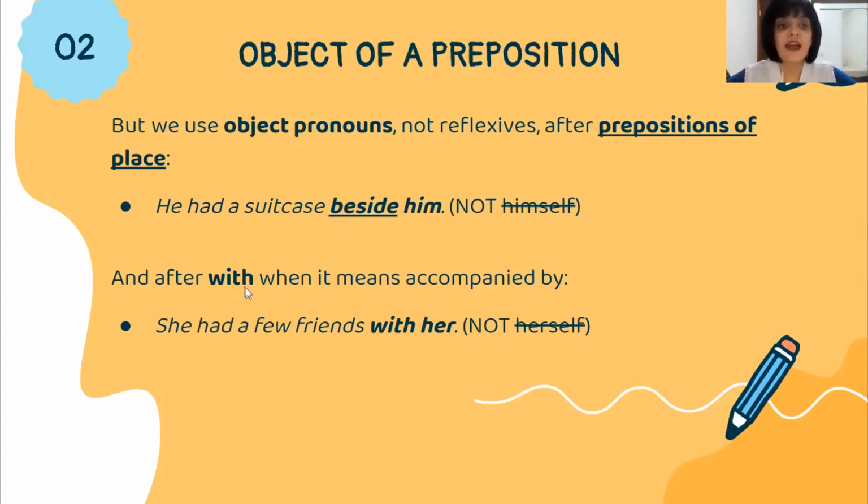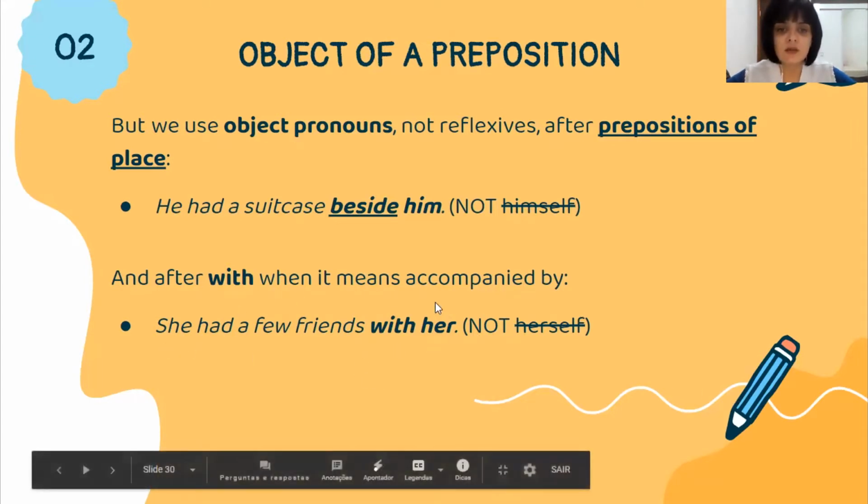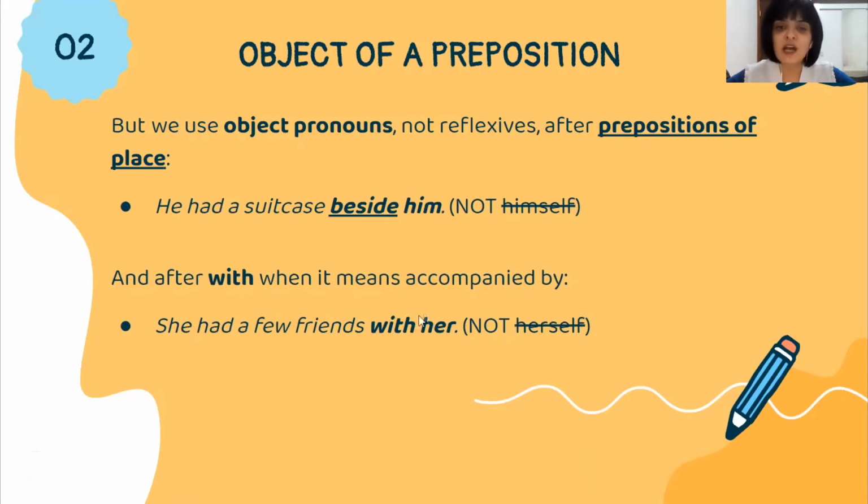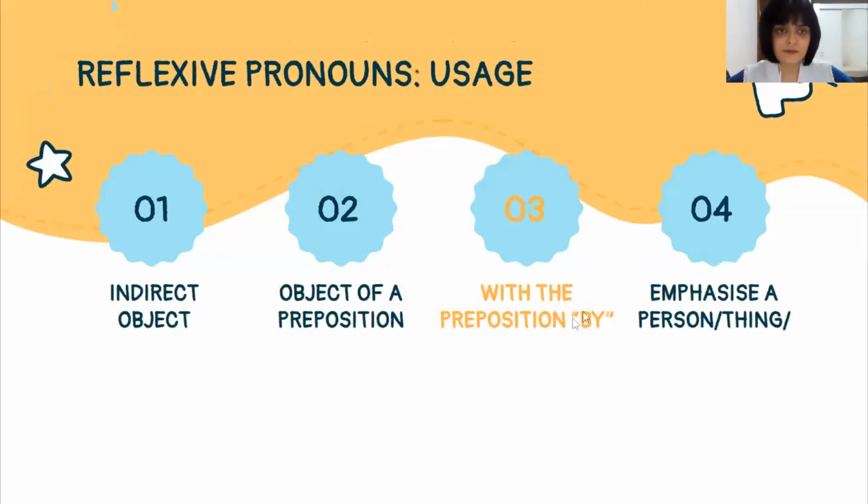Também após a palavra with. So we use it after with when it means accompanied by. So she had a few friends with her, not herself. Então aqui, nesse caso, nós temos a palavra with e depois o object pronoun her, e não o reflexive pronoun herself. Isso especificamente por conta da palavra with, que nesse contexto significa que a pessoa está acompanhada por outras.